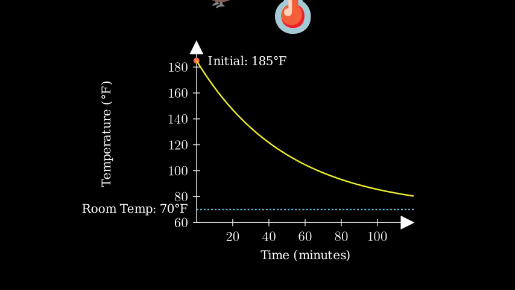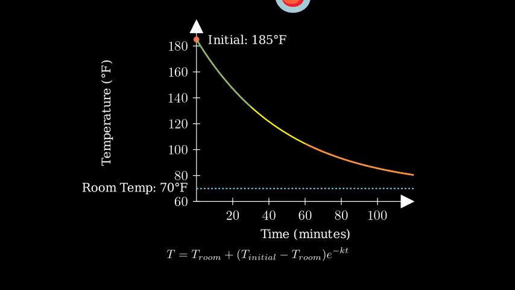According to Newton's law of cooling, the rate at which an object cools is proportional to the difference between its temperature and the surrounding temperature. Notice how the temperature drops more quickly at first when the difference between the turkey's temperature and room temperature is largest. As the turkey gets closer to room temperature, the rate of cooling slows down. This behavior is described by Newton's law of cooling.